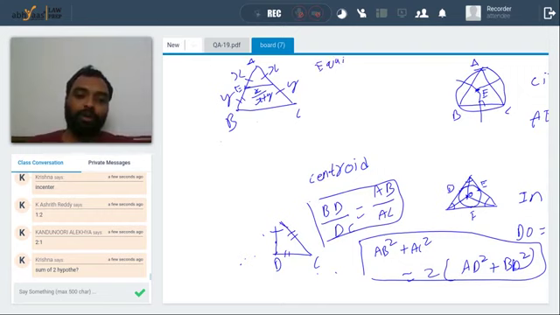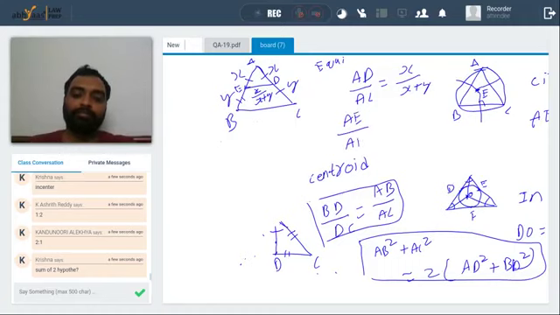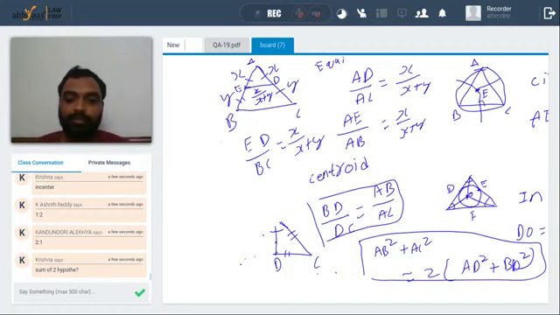Again, I'm repeating. If this is X, you obviously know. Look at AC. If I do AD by AC, you understand? Just observe AD by AC there. AD is nothing but X. AC is how much? X plus 1. Same way, look at AE. AE by AB is how much? X by X plus 1. Same way, ED by BC will be X divided by X plus 1. That is what I was trying to say.